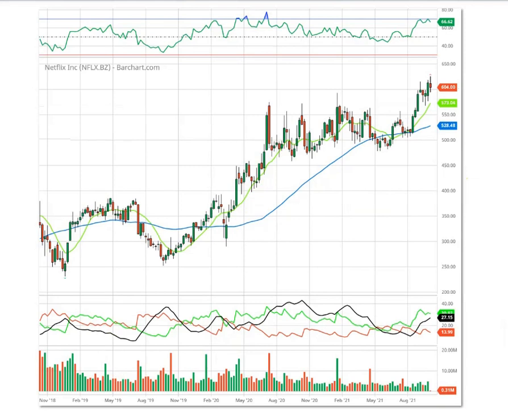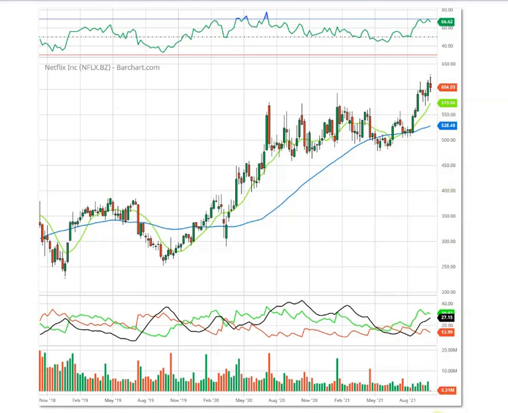Okay. Next, we've got Netflix. Netflix looks like it's the reverse. It's the strongest. It is at the highs of the entire chart, and it is looking the best. We have the RSI at 66, so it is above 50. That is bullish. The stock is above both moving averages. They're both sloping upwards. That's bullish. And the DIs are still in bullish territory. So this is one of the only stocks that I still like, at least for now.